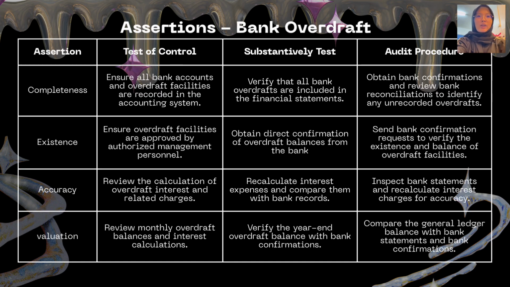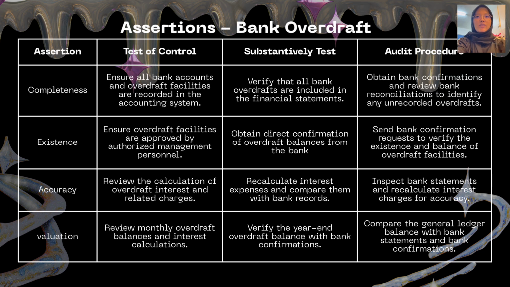Alright, next is valuation. Valuation ensures that the bank overdraft is recorded at the correct amount at the reporting date. This means the outstanding overdraft balance and any accrued interest should reflect the actual amount owed to the bank. For the test of control, the auditor reviews the monthly overdraft balance and interest calculation prepared by management. Regular monitoring helps detect errors before the financial statements are prepared.